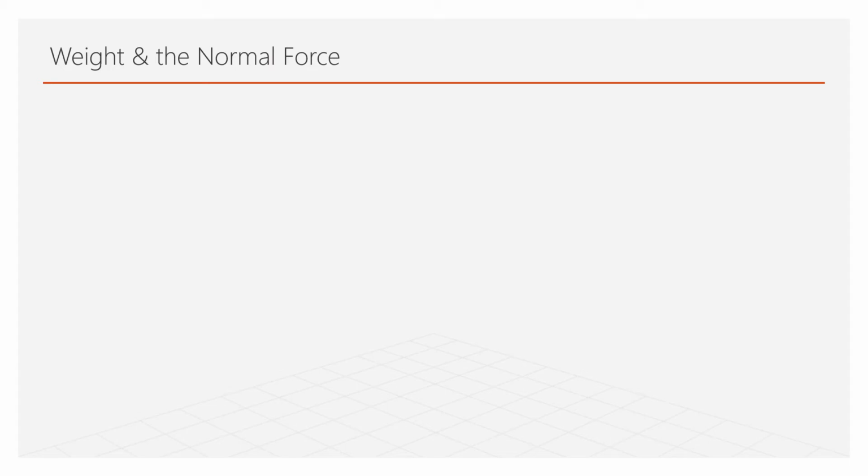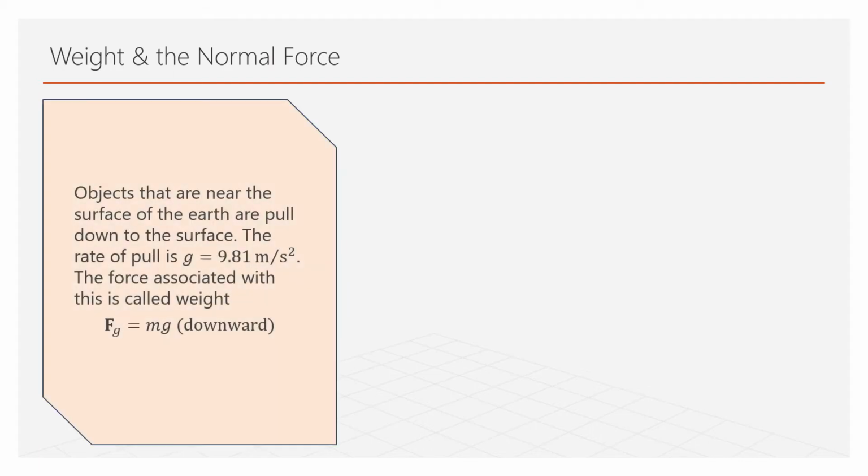Let's now look at a few different types of forces. First are weight and the normal force. Objects that are near the surface of the Earth are pulled downward. The rate of pull is 9.81 meters per second squared, and you should memorize that value.